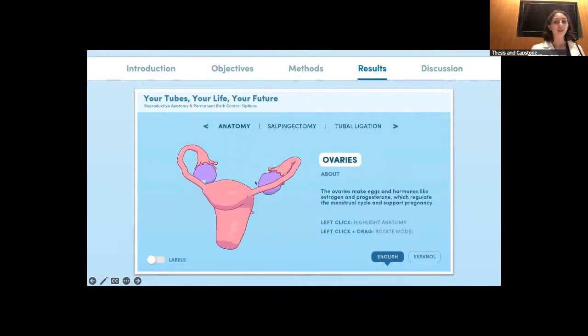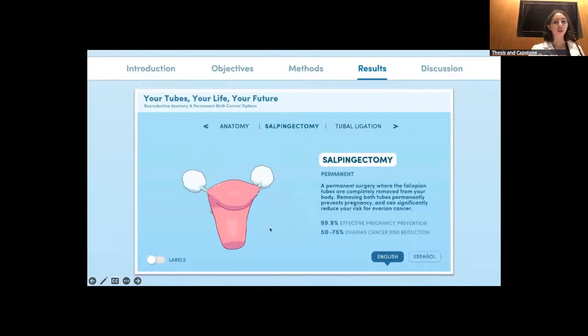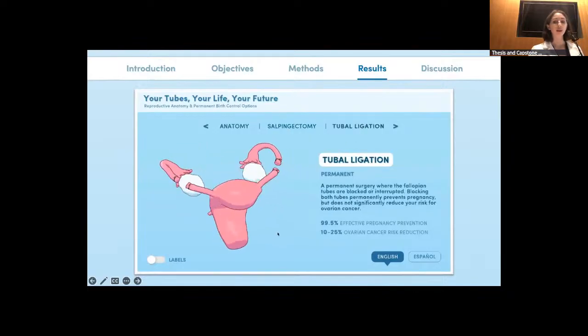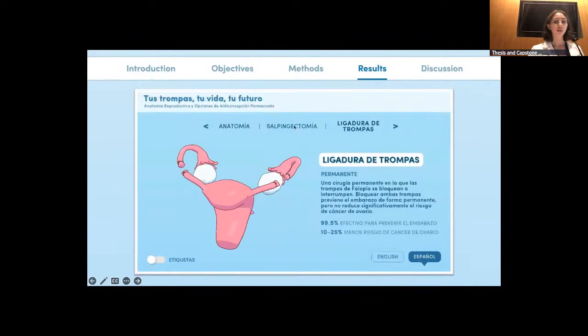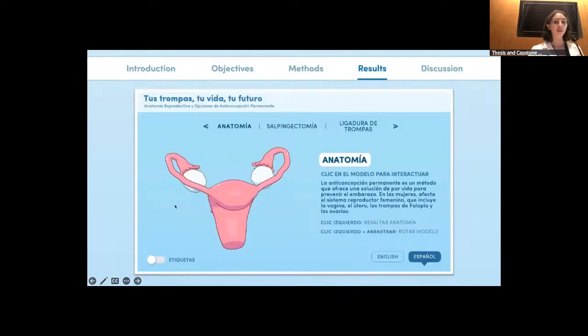From there, the user can explore the changes to the model following a salpingectomy or a tubal ligation, including the benefits, risks, and outcomes. It also includes a toggle that instantly switches the content between English and Spanish, making the tool more accessible to a wider patient population. This is designed to be used alongside the surgical consent process, giving patients a more engaging, visual, and self-paced way to understand their options.